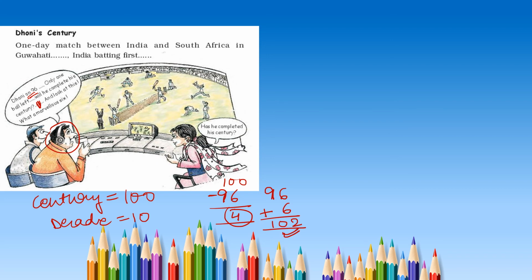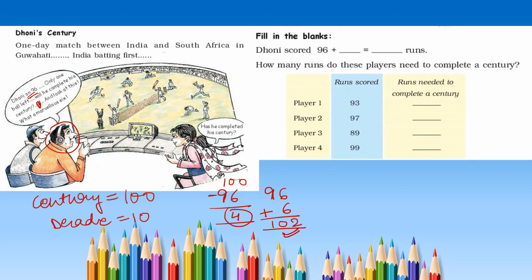Now let us answer these questions. Dhoni scored 96 plus 6 runs, and total runs are 102. Now here we have to find out how many more runs each of the players needs to complete a century. Player 1 is on 93 already. So 100 minus 93, we will get 7. So he needs 7 more runs.